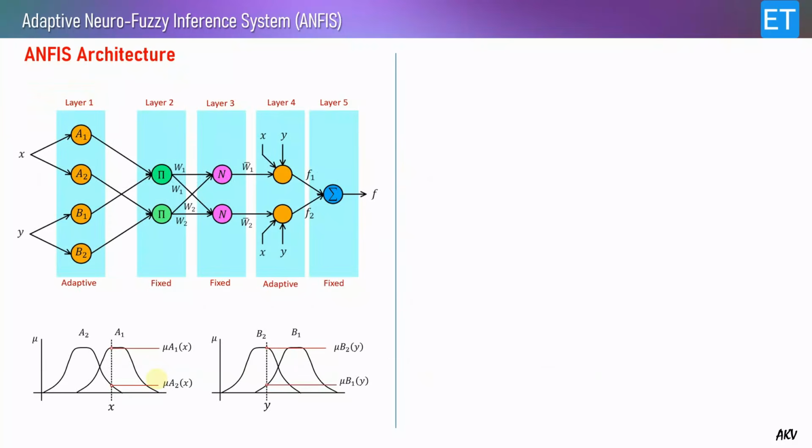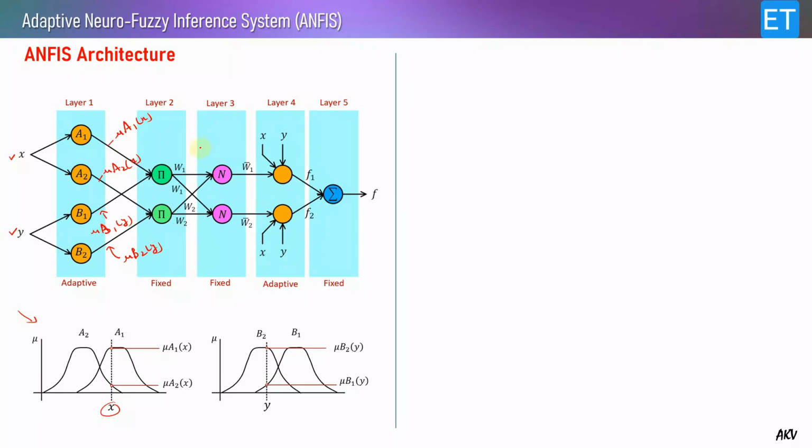And now let me summarize all those mathematical operations here. So for input x and input y, I get the 4 fuzzy values, as I said. So from this figure, for the particular given value of x, I get mu a1x and mu a2x. And at this point I get mu b1y, and here I get mu b2y. Okay. So that is a fuzzification.